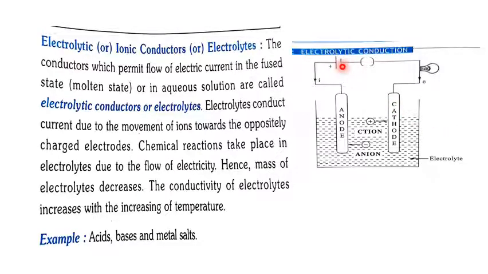When electricity is passed through the battery, NaCl dissociates into Na+ and Cl- ions. The Cl- ions are attracted towards the anode. Why? Because the anode is positively charged. Next, cations move towards the cathode.